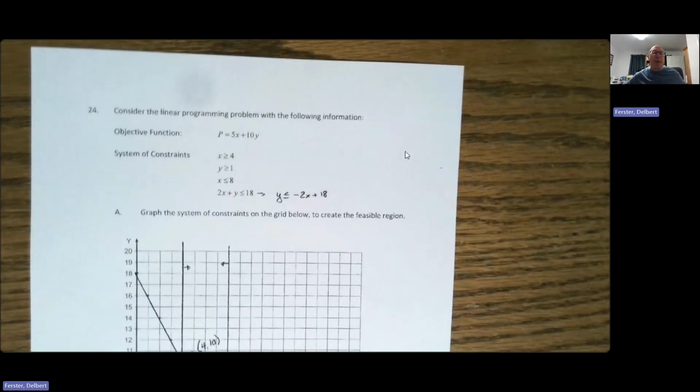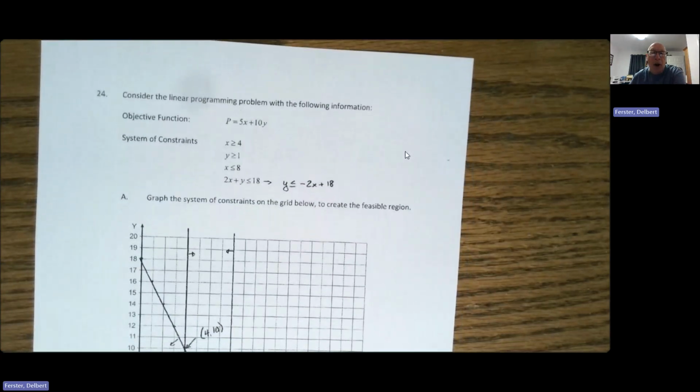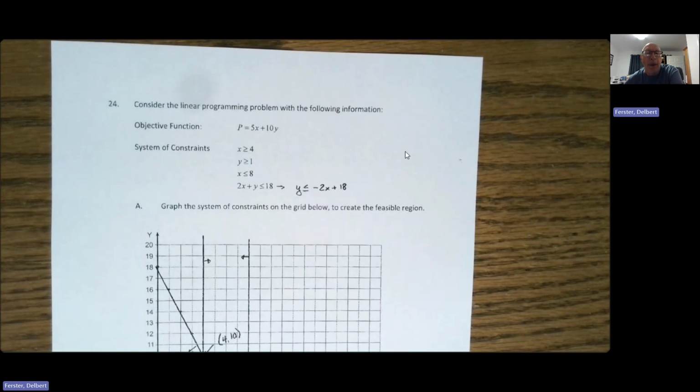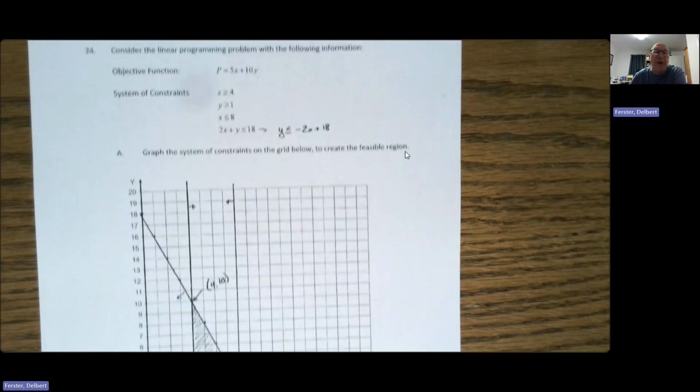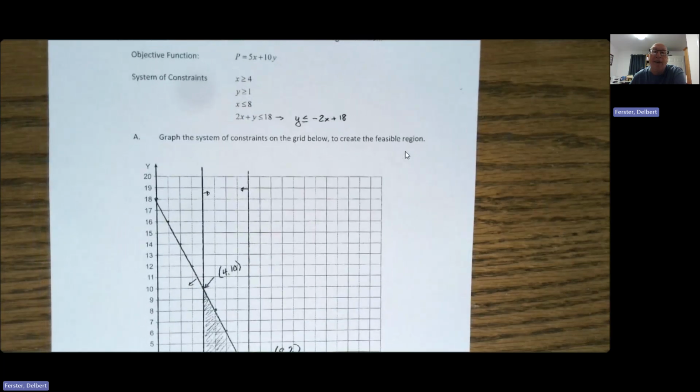Problem 24, as we switch pages, has us basically take the whole idea of linear programming and run it start to bottom. I gave you the system of constraints. I gave you the objective function. Your first challenge is to find the feasibility region. So you have to graph those.